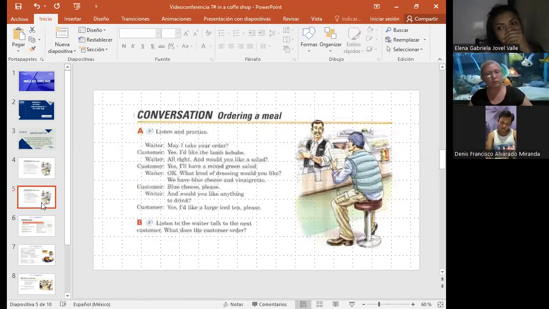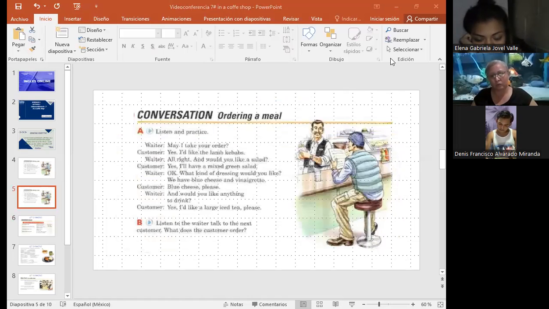Esta parte de la conversation. Vamos a hacer esta parte. Nos vamos a ir a la conversation y usted va a crear su propia conversación con sus compañeros. Solo que usted le va a cambiar, por ejemplo, el tipo de comida.